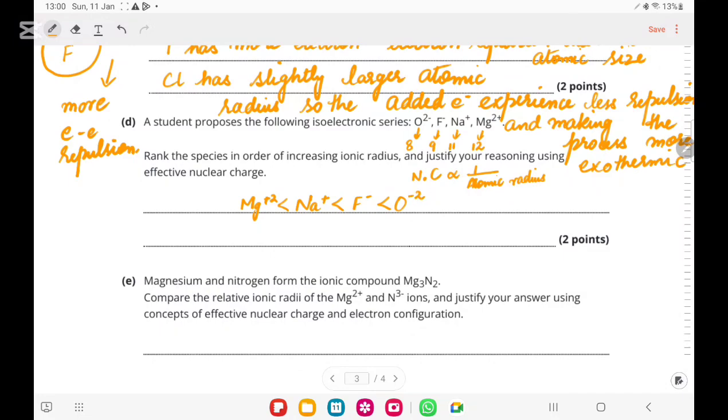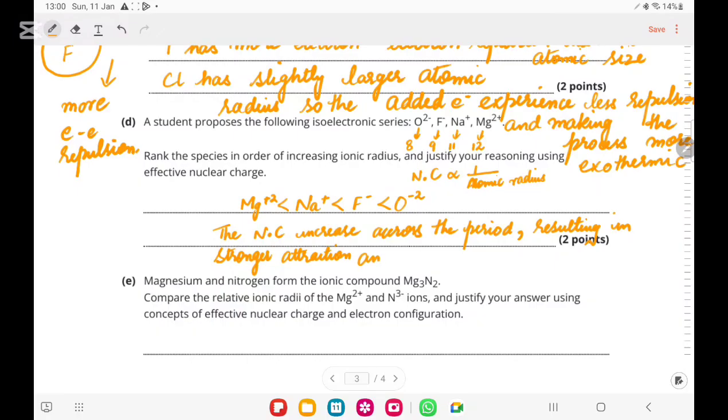And for the answer to this one, we can also write that the nuclear charge increases across the period, resulting in stronger attraction and smaller atomic radius.